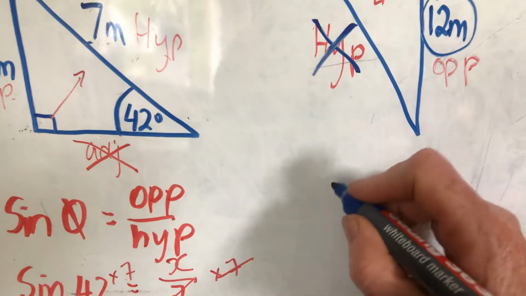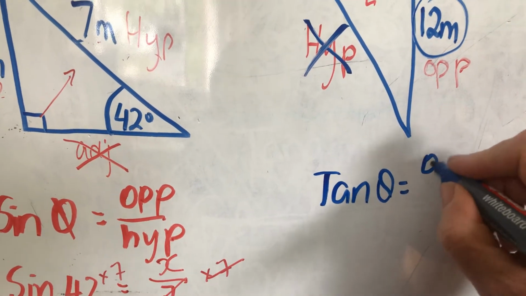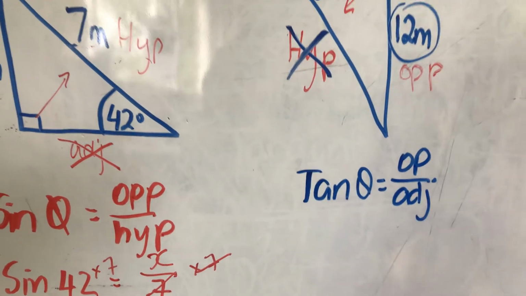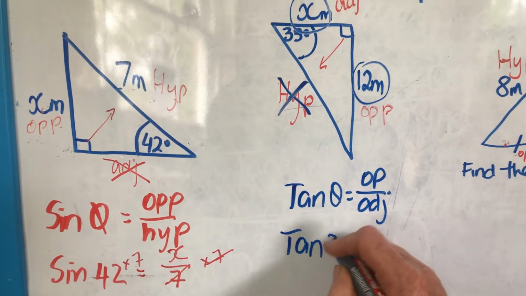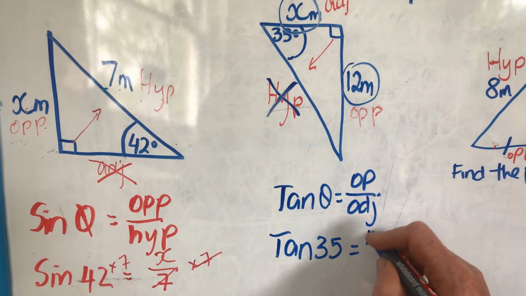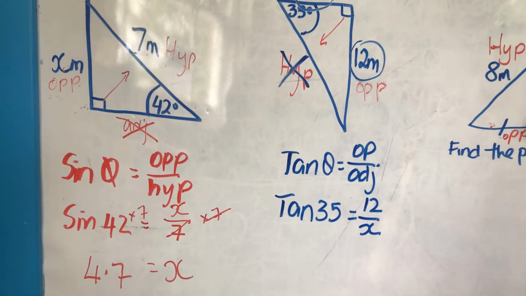So tan of an angle equals opposite over adjacent. Now just put the numbers in. So the tan of 35 equals, so opposite is 12, adjacent is x. Now this one's slightly different.